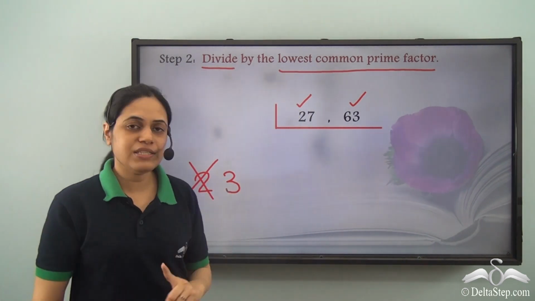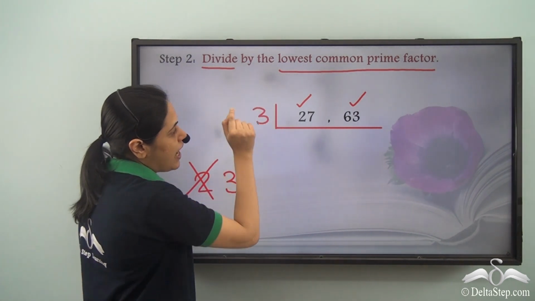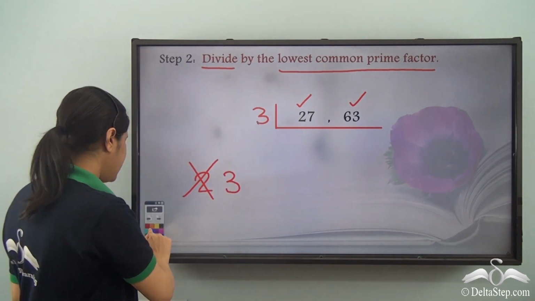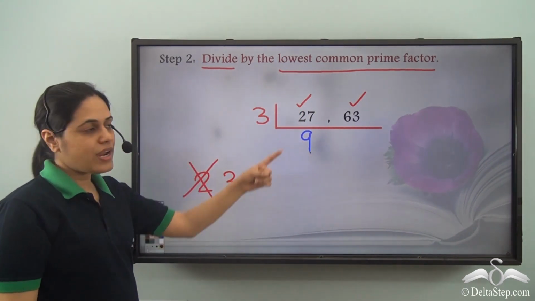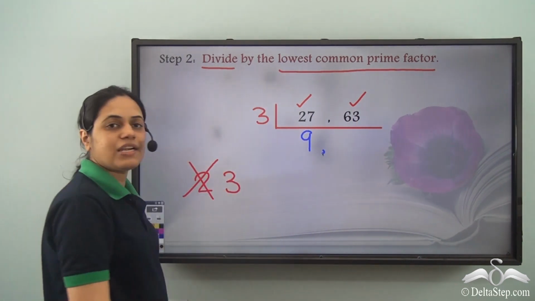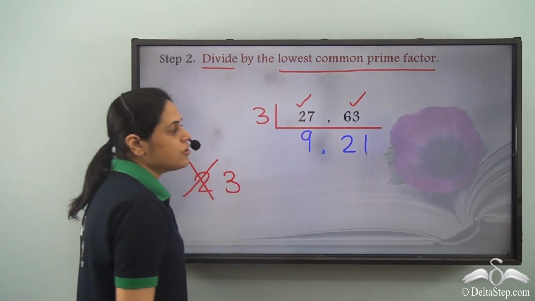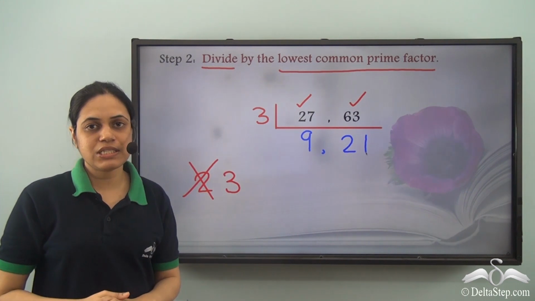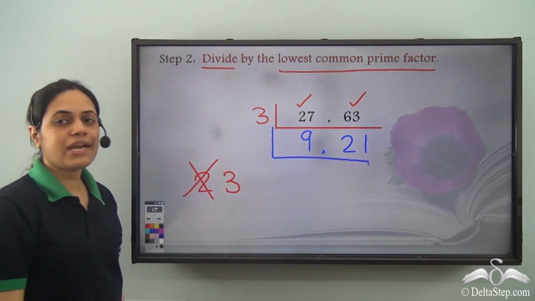So I divide these numbers by 3. So I write 3 here, and 27 divided by 3 gives me quotient 9. So I write 9 below 27, and 63 divided by 3 gives me quotient 21. So I write 21 below 63. So this is what I have.